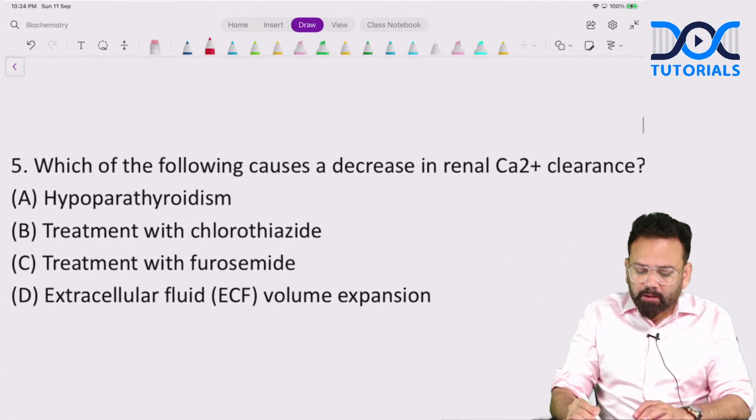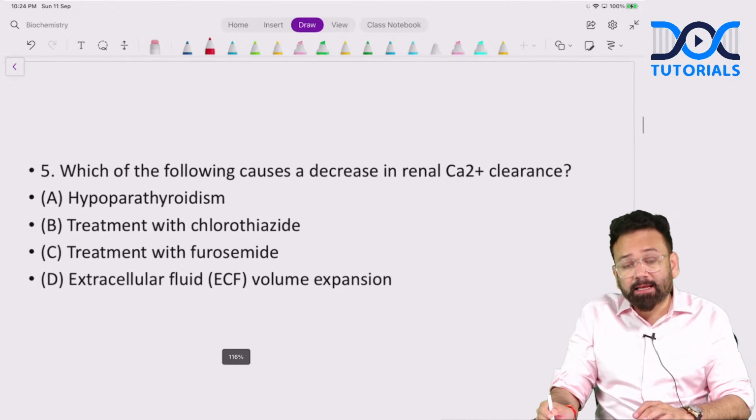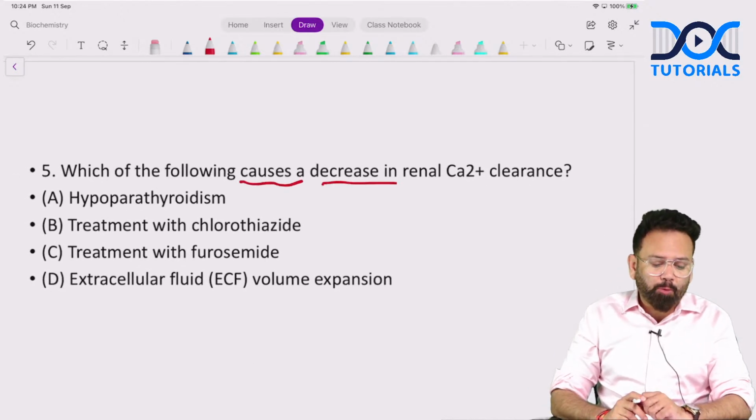Which of the following will cause a decrease in renal calcium clearance? I hope you remember the kidney.